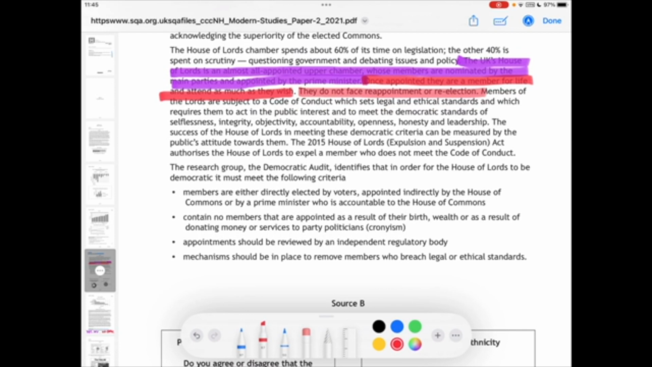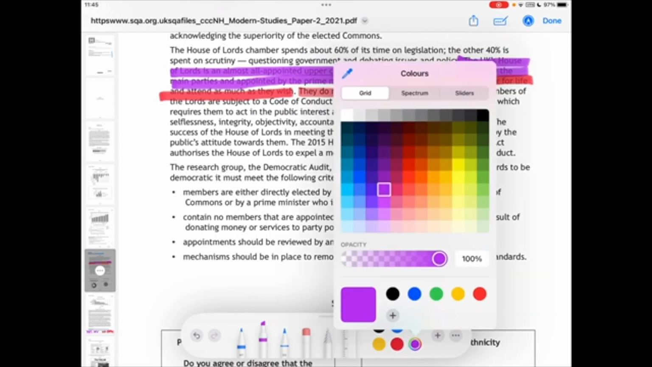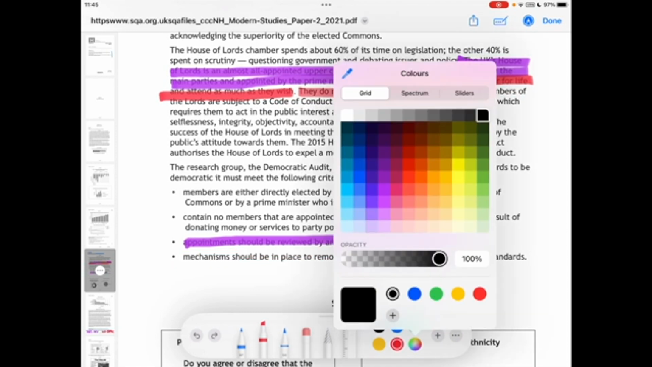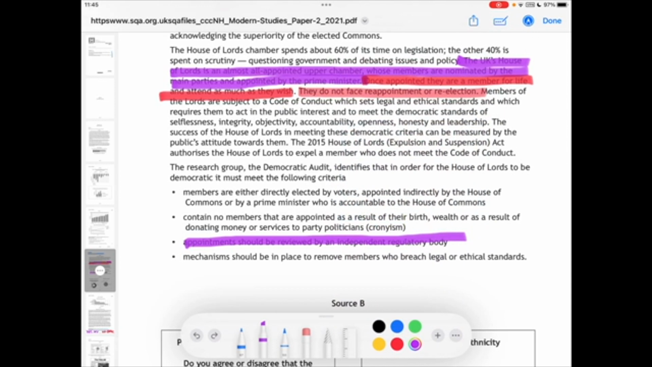However, we've got these 4 bullet points. And in these 4 bullet points, we have appointments are reviewed by an independent body. That's democratic. So all the appointments are checked. So that does suggest it's democratic. The other 3 though, mechanisms in place to remove members. So that is democratic. The House of Lords does have that. So the House of Lords has its code of conduct. Right, so we can see here, code of conduct.